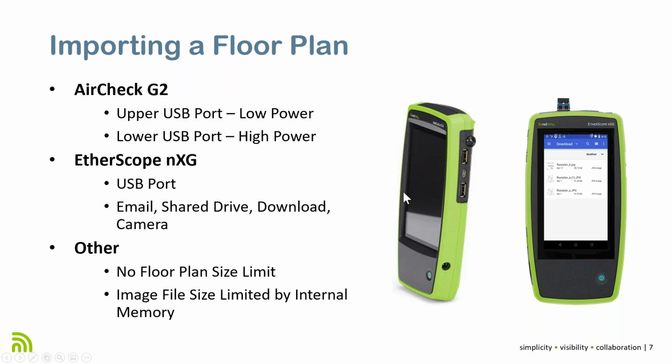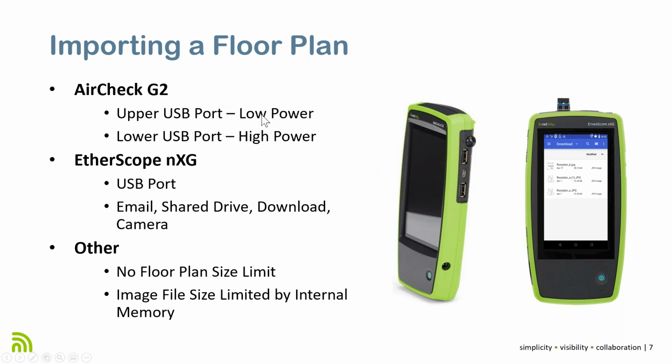Still, there might be cases where you have newer USB 3 high-powered thumb drives. In that case, if you plug it into the upper port, the AirCheck may not recognize it or may not see it. So you'll be wondering, why is it not seeing my floor plan? Well, the reason is that the upper port is lower powered, so it can't power the USB thumb drive correctly. In that case, just try the lower USB port, which is higher powered, and that should be able to power any USB thumb drive on the market. So now you should be able to see the floor plans and import them.